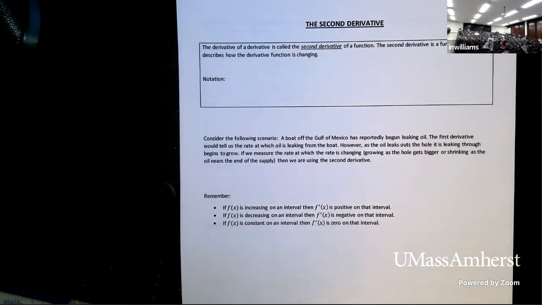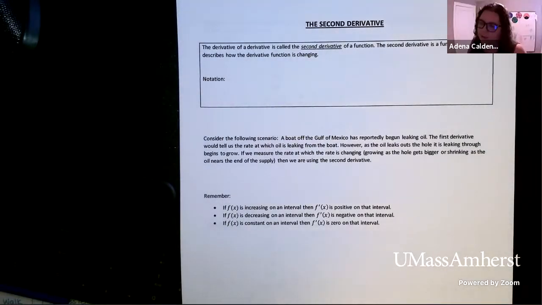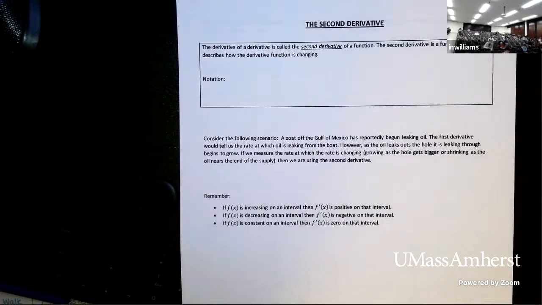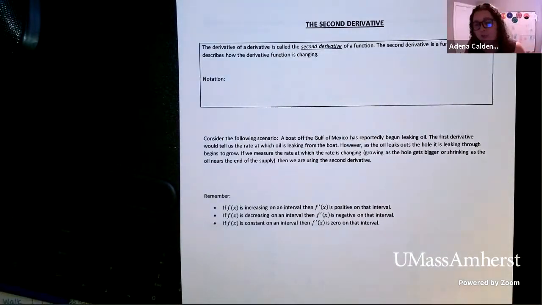If you have a position function, let's assume you're driving a car and your position function is measuring how far away from your house that you are. So let's say you've driven 20 miles. Your position is 20 miles away from your house, okay? The rate of change or the derivative of position is how quickly your position is changing. So maybe you're driving 30 miles per hour, right? So that's a rate of change. That's telling you how quickly your position is changing.